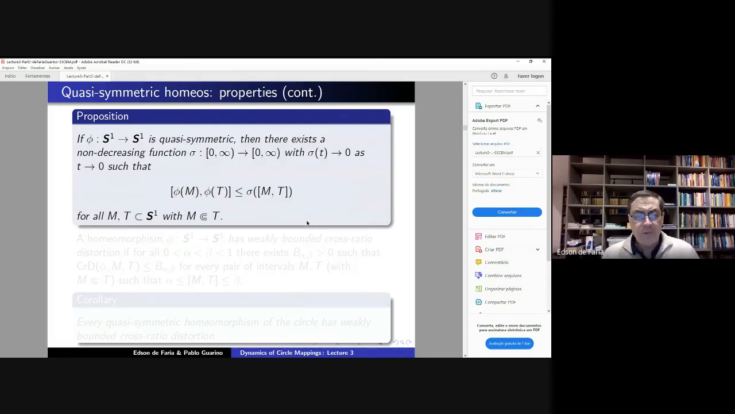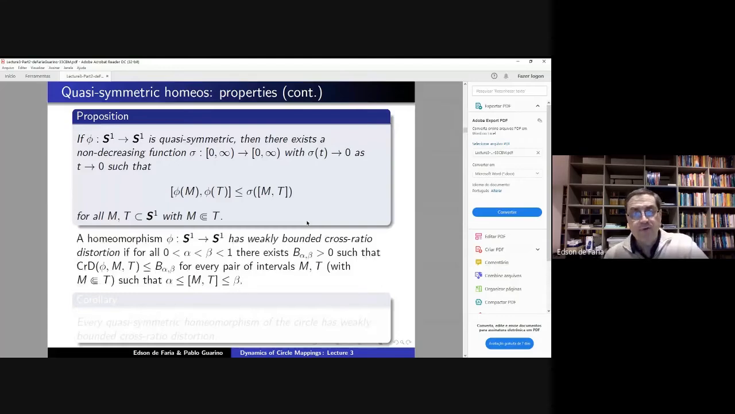Now, this is not quite saying that the cross ratio distortion is bounded, because this sigma could be very weak, could be growing very slowly, like a logarithm or something like that. So you can't quite deduce that the distortion of cross ratios is bounded. The distortion would be the ratio of the cross ratio of phi of m and phi of t divided by the cross ratio of m and t. But you can deduce that the distortion of cross ratio is weakly bounded, in the following sense.